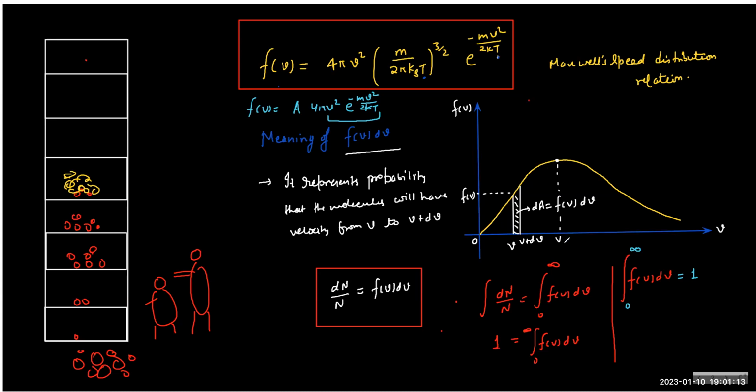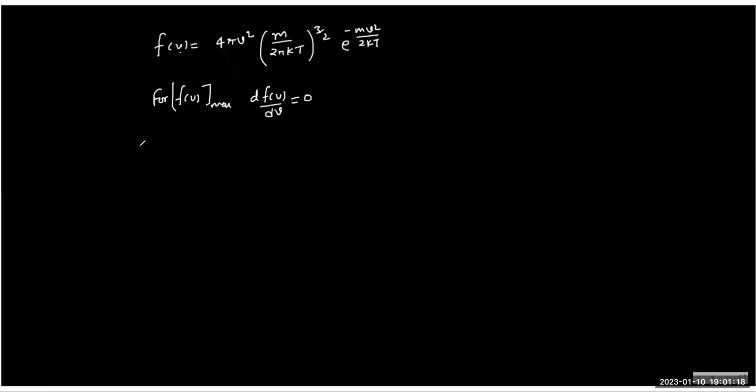Because when you get this answer, what you get is nothing but the most probable velocity. So this is the way to derive the most probable velocity. Understood? So how to derive the most probable velocity? By differentiating the function and making it equal to 0. Is this clear?